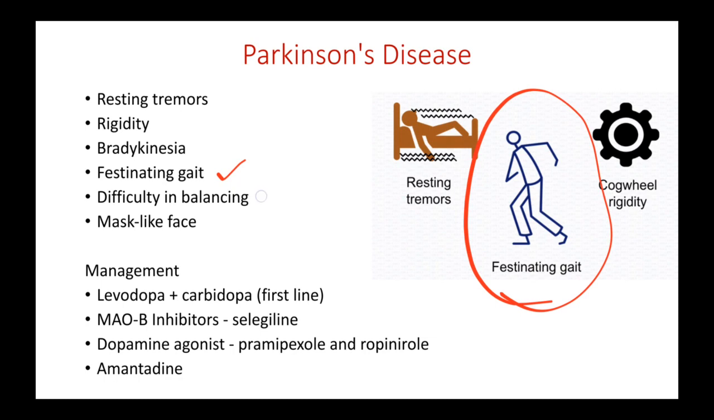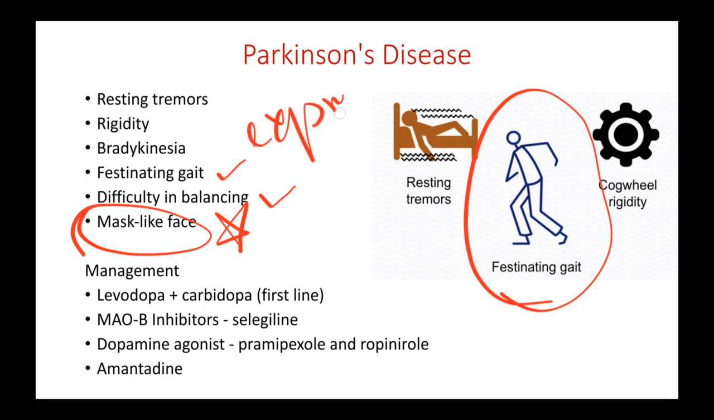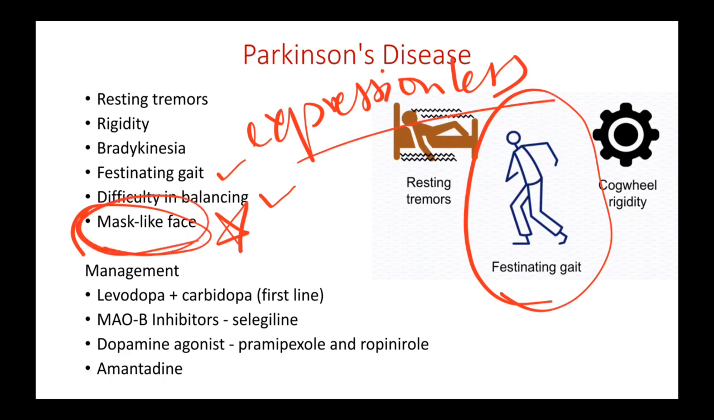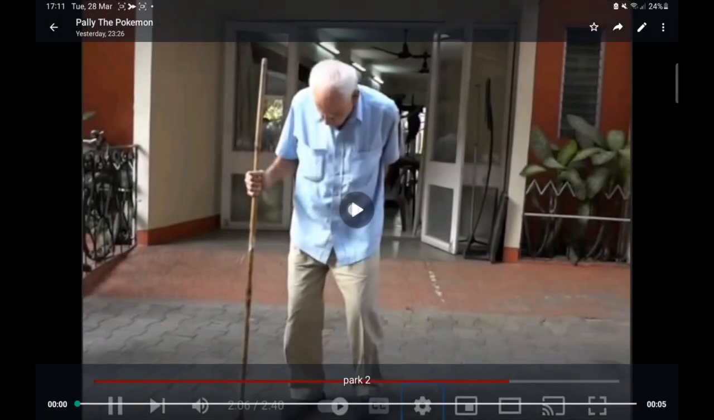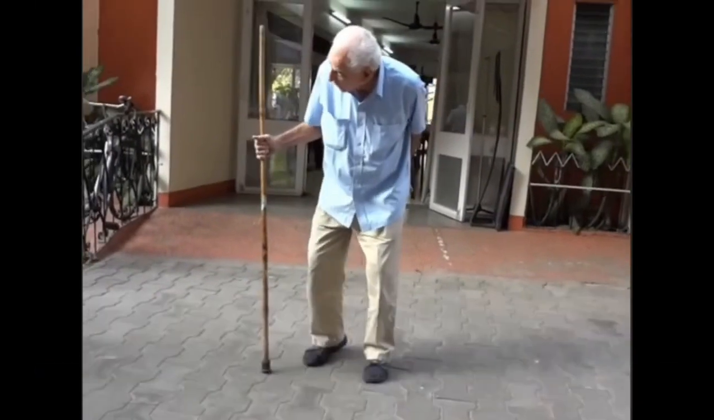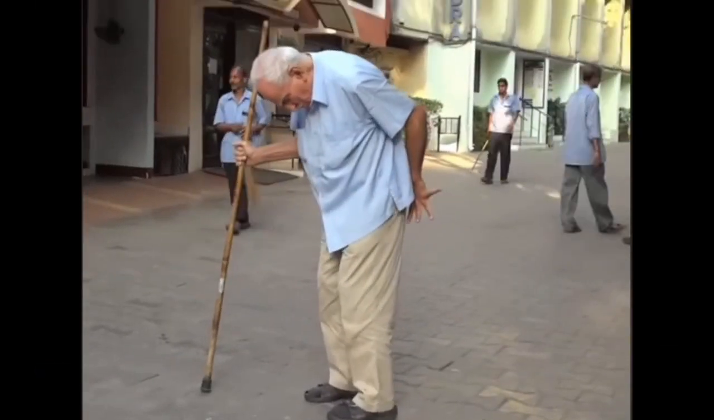The patient is going to have difficulty in balancing and he's going to have mask-like faces. So the patient is going to be expressionless. When you see the patient, he's not going to have any expressions on his face. That is nothing but mask-like faces. You can see in this video how this patient is having mask-like faces. He's not having any expressions and he's having these tremors. And in this patient, we can see that he's having an abnormal gait.